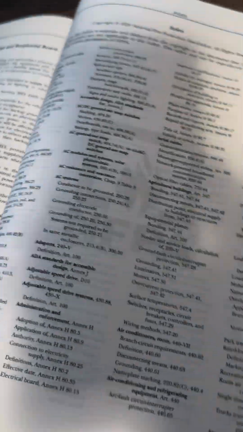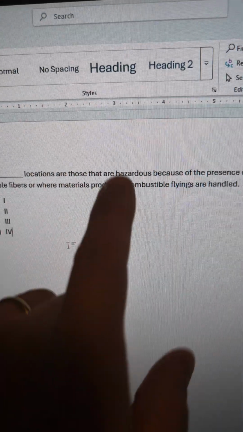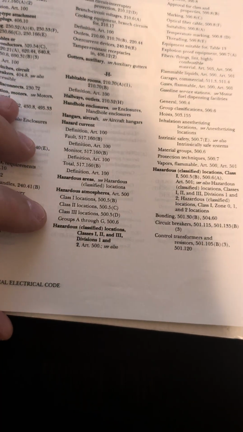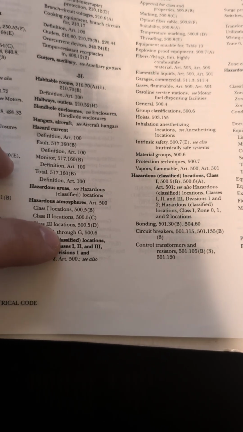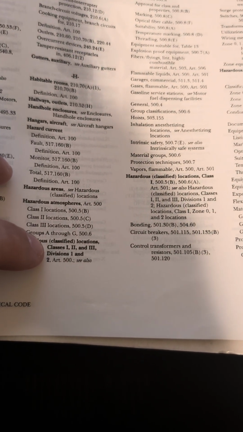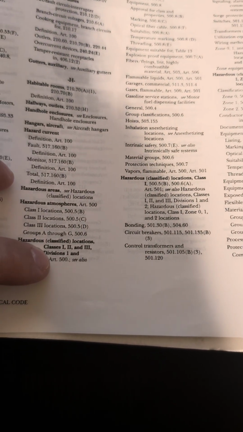But if you don't know, you can go to the index. Look up hazardous locations, because that's our keyword in there, right? Hazardous. Go to H. And hazardous is pretty quick to find. Hazardous atmospheres and hazardous locations. You got class 1, 2, and 3, divisions 1 and 2, article 500.